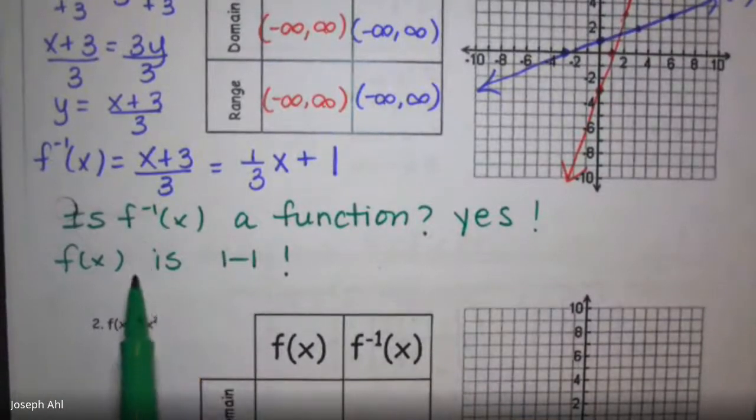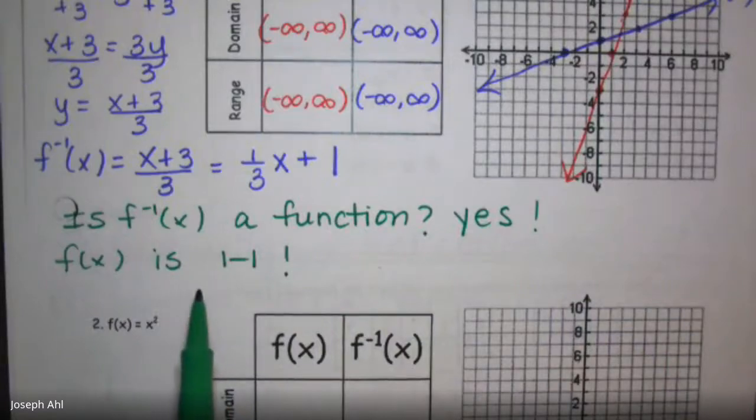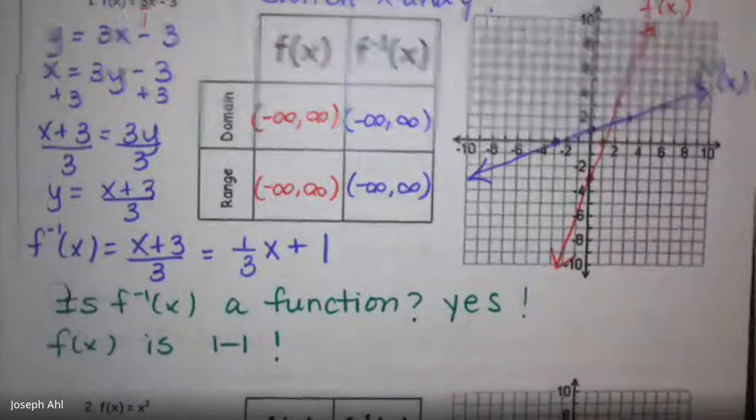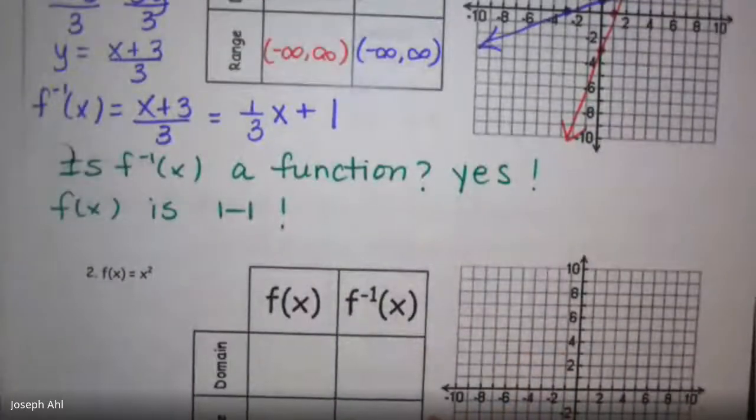So one thing that we'll add on to our vocabulary quickly with inverse functions is if the inverse also is represented by a function, then we know that the original function f of x is 1-to-1. There's a 1-to-1 correspondence between x and y values.